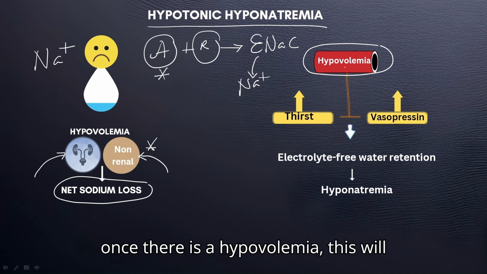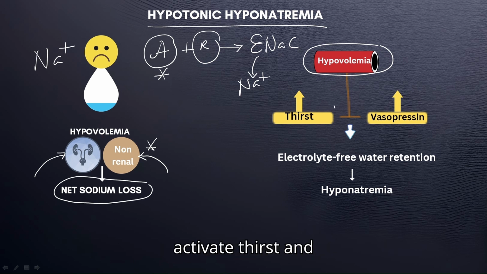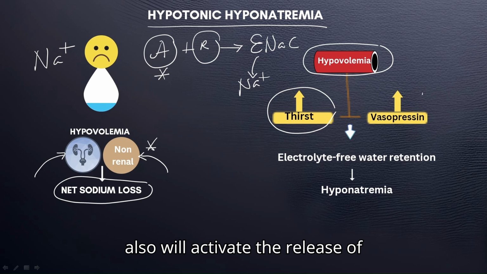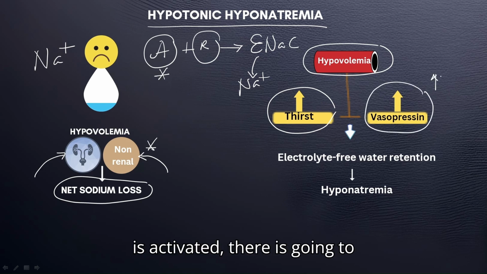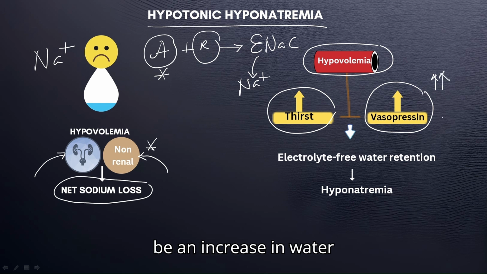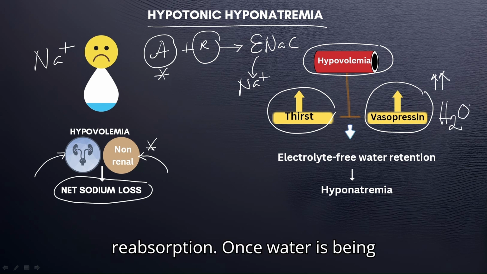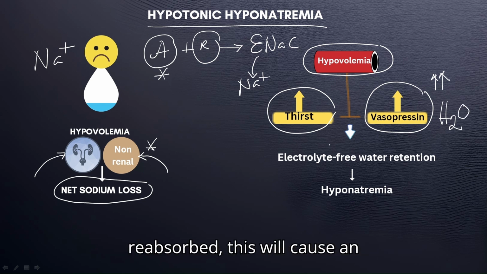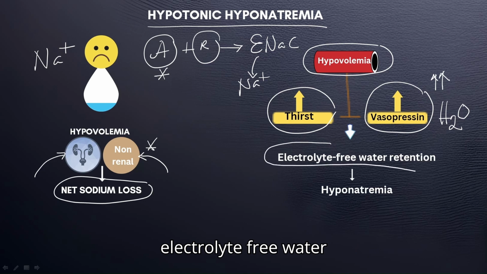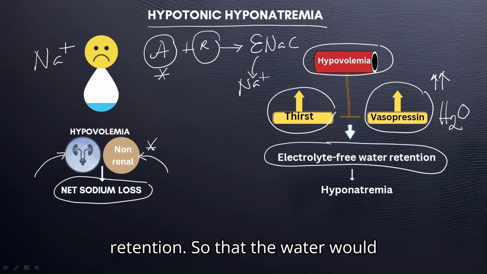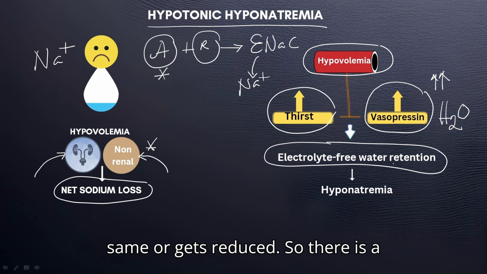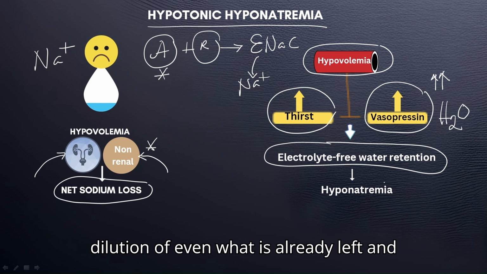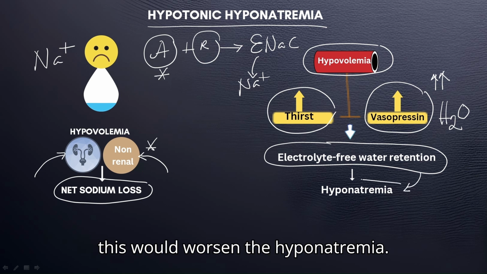Let's take a look, because once there is a hypovolemia, this will activate the renin-angiotensin system and also the release of vasopressin. And once vasopressin is activated, there is going to be an increase in water reabsorption. Once water is being reabsorbed, this will cause an electrolyte-free water retention, so that the water would increase whilst the sodium remains the same or gets reduced. So there is a dilution of even what is already left, and this would worsen the hyponatremia.